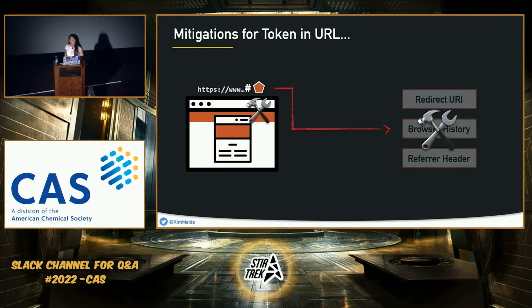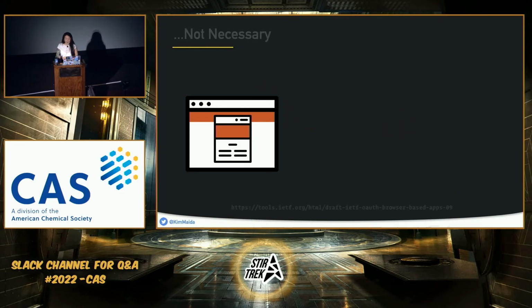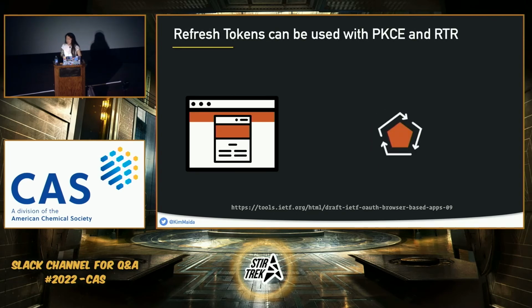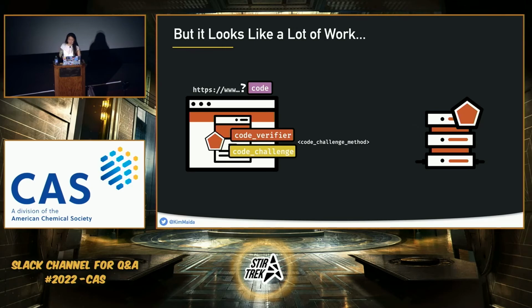And now all of those mitigations that we've been doing for security risks around putting the token in the URL are no longer needed. In addition, we can also use refresh tokens if we're using auth code with PKCE, as long as our authorization server supports refresh token rotation. But again, this looks like a lot of work, right? And a lot can potentially go wrong here.